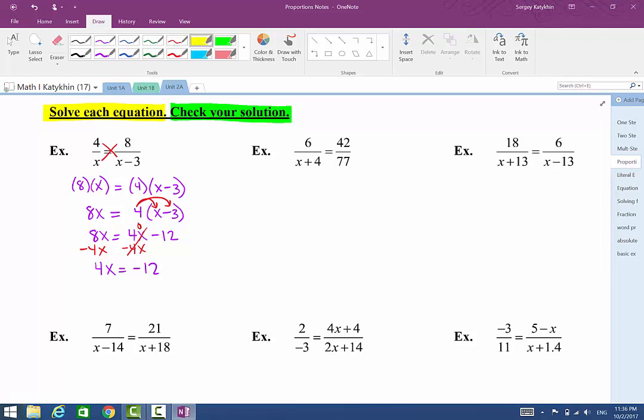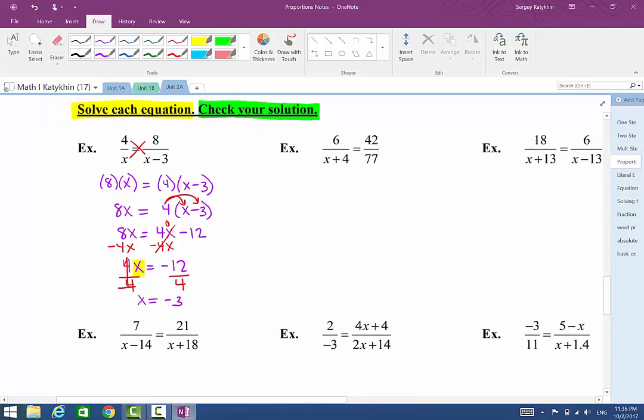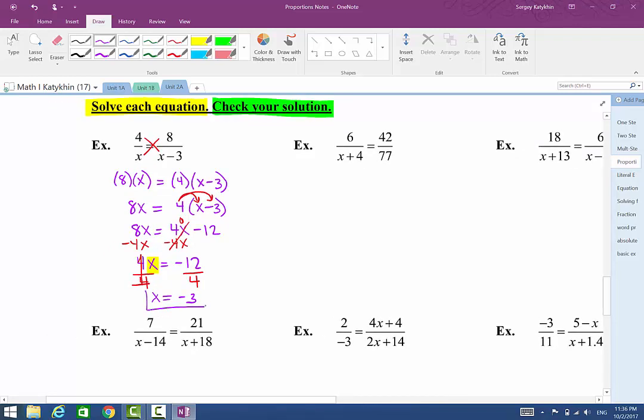So now to get x by itself, since it's 4 times x, the inverse operation of that will be to divide by 4 on each side of the equation. So 4 divided by 4 is going to be 1. And we do get x is equal to negative 3. Now remember, what you want to do is actually check your solution. So let's take a second to do that.